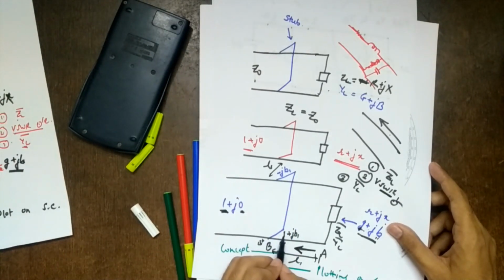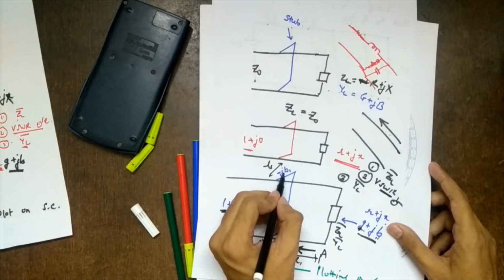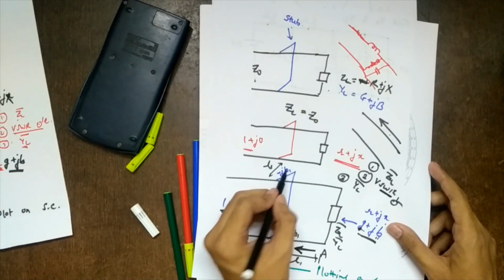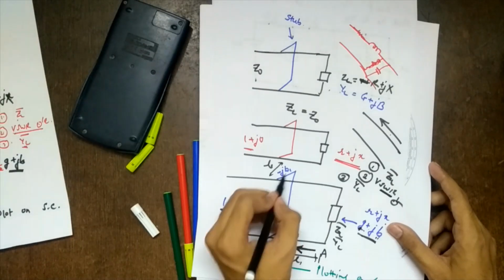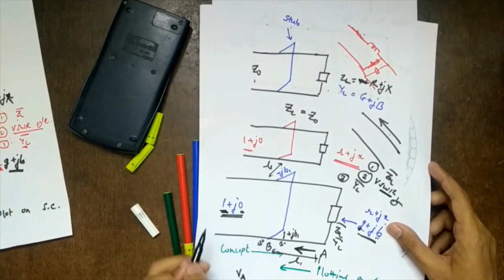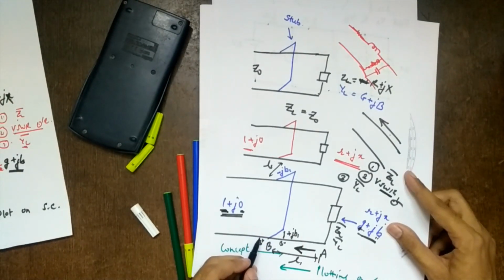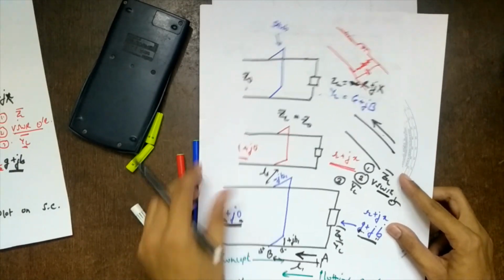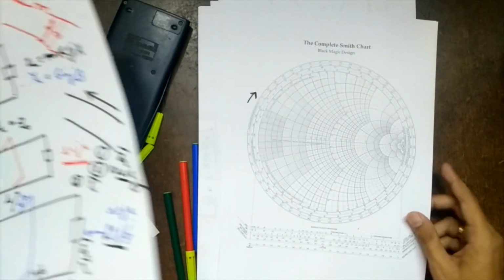Why negative? Because with 1 plus jB1, if I add a stub in parallel of reactance minus jB1, what will happen? 1 plus jB1 minus jB1 will give me what? 1 plus j0. This is the way we achieve single stub matching. Okay. So let's solve a numerical based on this.